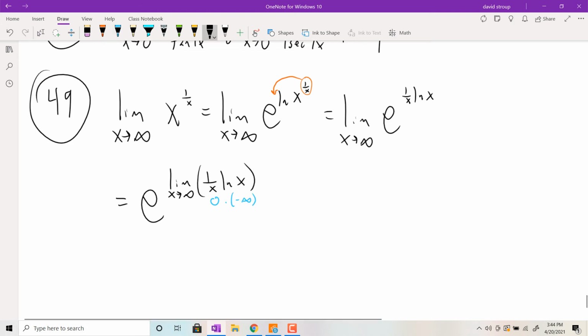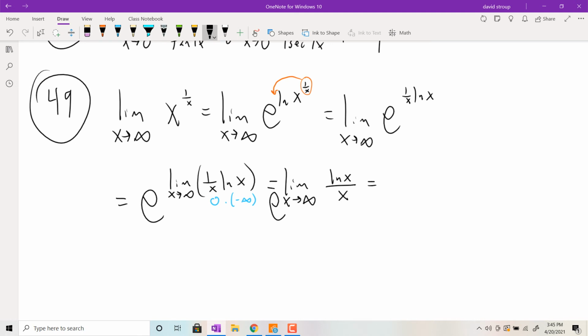So 0 times infinity, you want to rewrite it as a quotient of some sort. And it's kind of already rewritten. Usually you have to do something like 1 over x, but this is kind of already written. If you just rewrite it as ln of x over x, it'll become infinity over infinity, right? In particular, whoops, I lost my e to all of that. So it'll be e to this thing, which is infinity over infinity, a form that we could do L'Hopital's on.